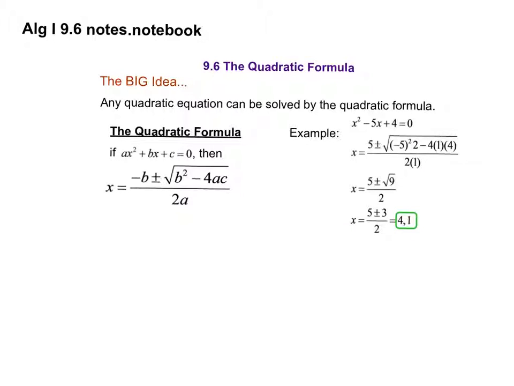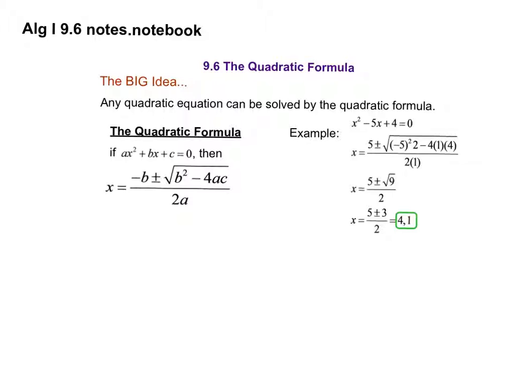Algebra 1 students, welcome to your notes for 9.6. Today we have the pleasure of working with the quadratic formula. The big idea is that any quadratic equation can be solved by using the quadratic formula. So here is the quadratic formula.